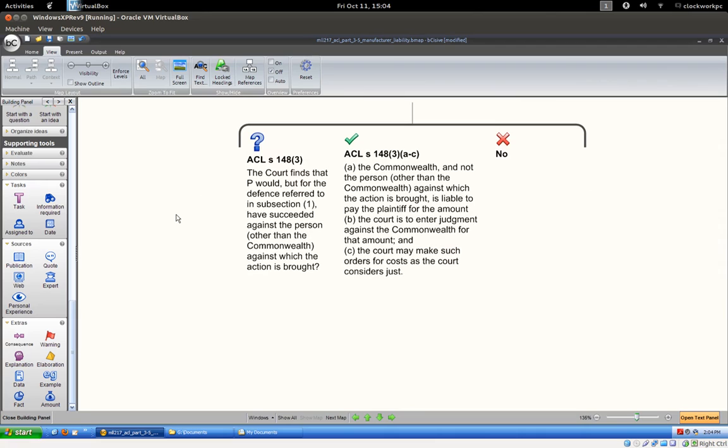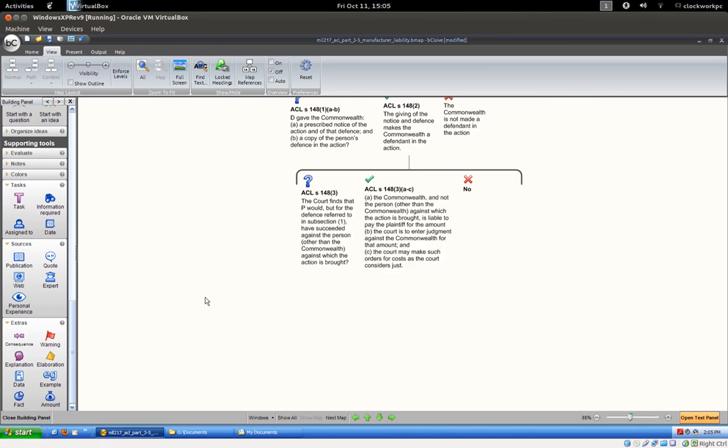And following that, if the court finds that the plaintiff would, but for this defence, that compliance with the Commonwealth standard, have established the safety defect, then the Commonwealth will basically be made liable. Read more about that in section 148.3 subsections A to C.